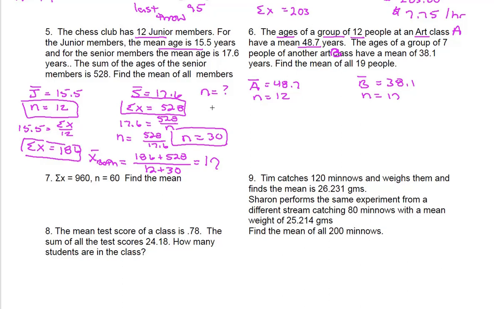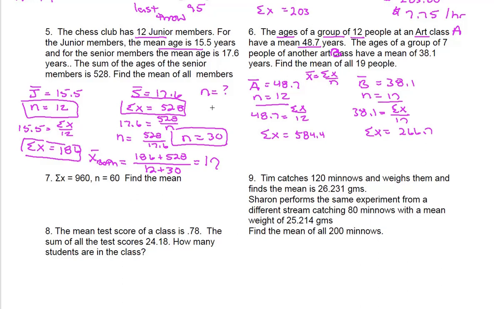All right. And then what I'm going to do is write out both my equations and figure out the sum of the x's. So I've got 48.7 is equal to the sum of the x's divided by 12. And I got 38.1 is equal to the sum of all the x's divided by 7. Should be 7. I'm going to catch that a little bit later. Anyway, when I multiply both sides by 12, I'm going to get 584.4. And when I multiply both sides by 7, I'm going to get 266.7.